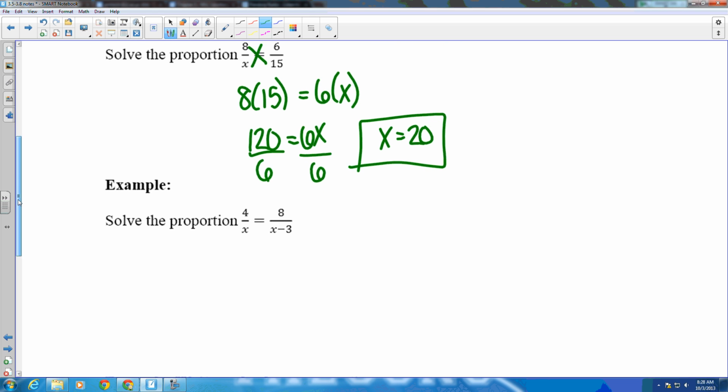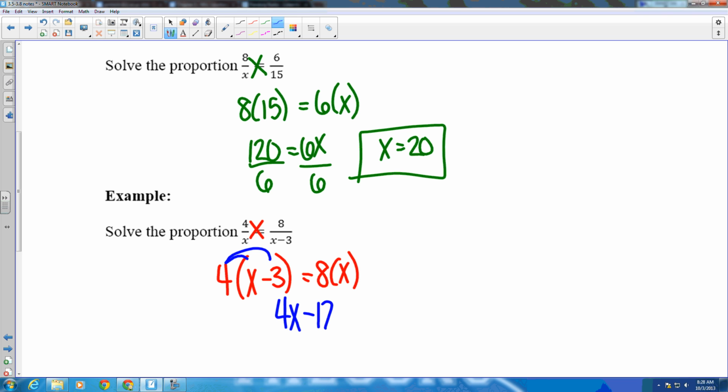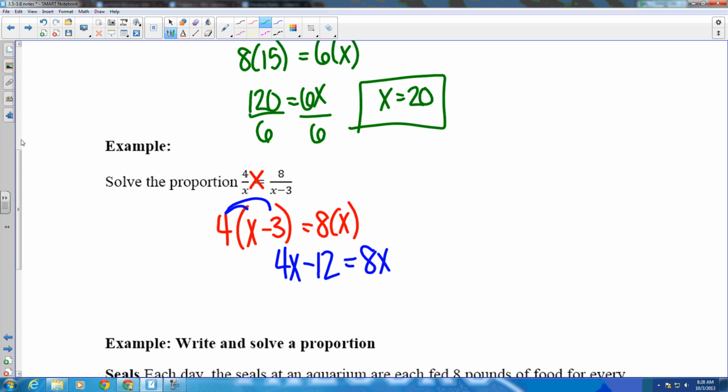Okay. Next one we have x minus 3 on the bottom, which is going to be a little bit different. We're going to cross the same way, 4 times. We just have to make sure that we keep the x minus 3 together in parentheses since it was on the bottom together. So because it's in parentheses, we're going to have to use the distributive property on the left side. 4x minus 12 equals 8x. One of the most common mistakes that I see is when you have 4 times x minus 3 like that in a proportion, I see a lot of 4x minus 3's instead of 4x minus 12.